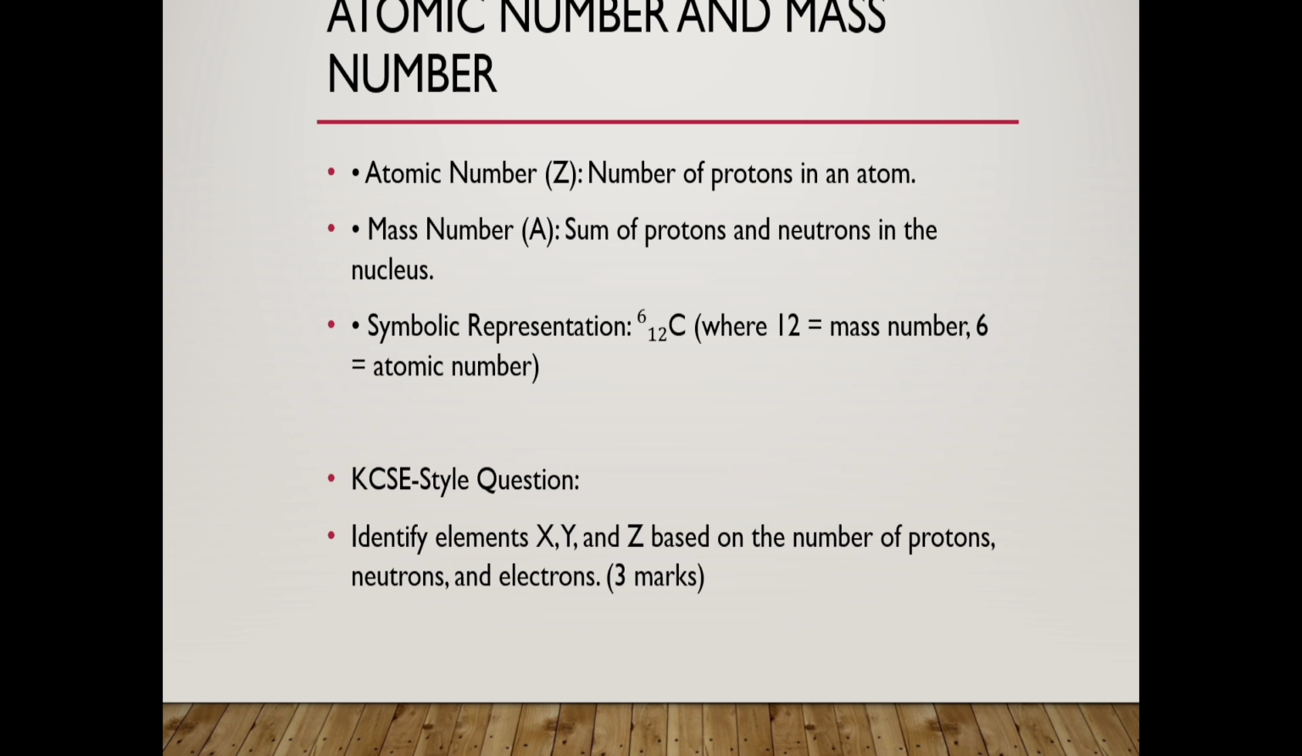Atomic number, same thing. Now sometimes you might be asked what atomic mass is. Atomic mass is just the mass number. So if someone wants to ask you what atomic mass is, atomic mass is usually the summation of protons and neutrons in the nucleus. So now we have a symbolic representation here, and on the screen you see a carbon atom, right?